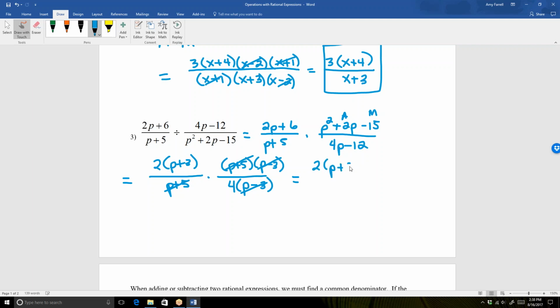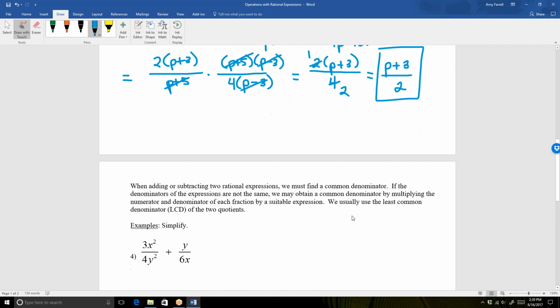So here's what I have when I multiply what's left in the numerators, and here's what I have when I multiply what's left in the denominators. Now there is one more reduction that can be made. I have a 2 and a 4, and they share a common factor of 2. So I can reduce just a little bit further. My final answer is p plus 3 all over 2. All right, so that is multiplication and division.